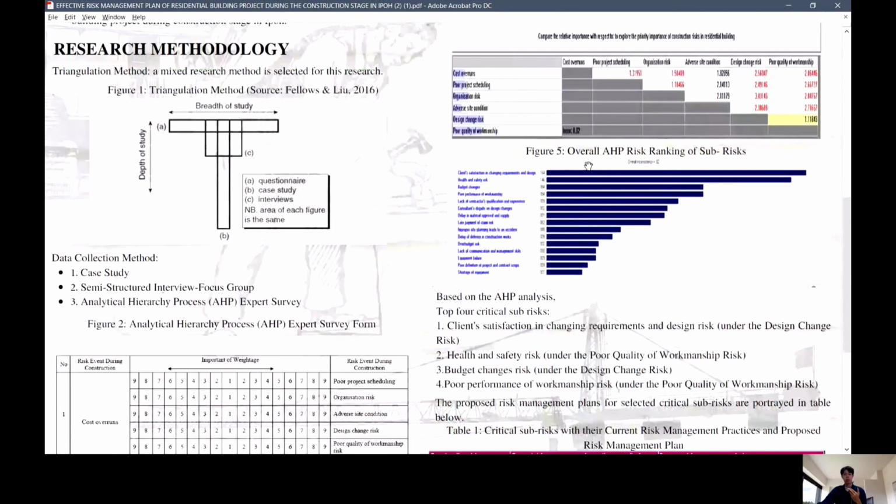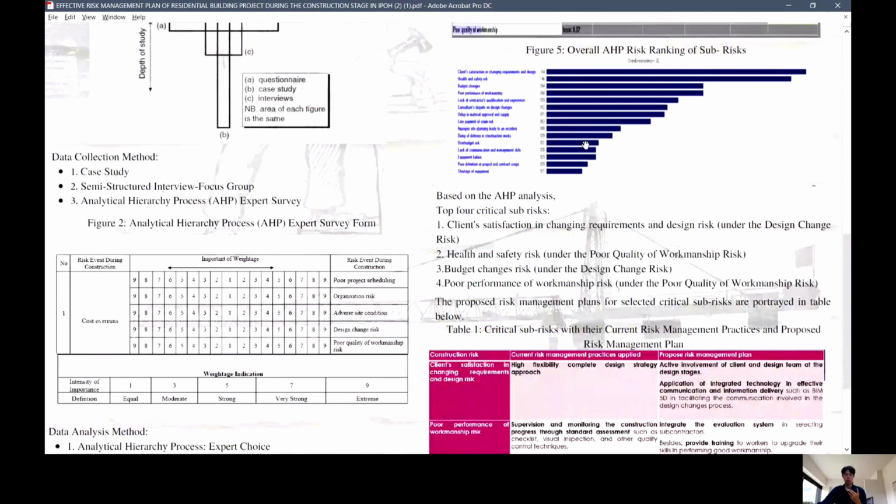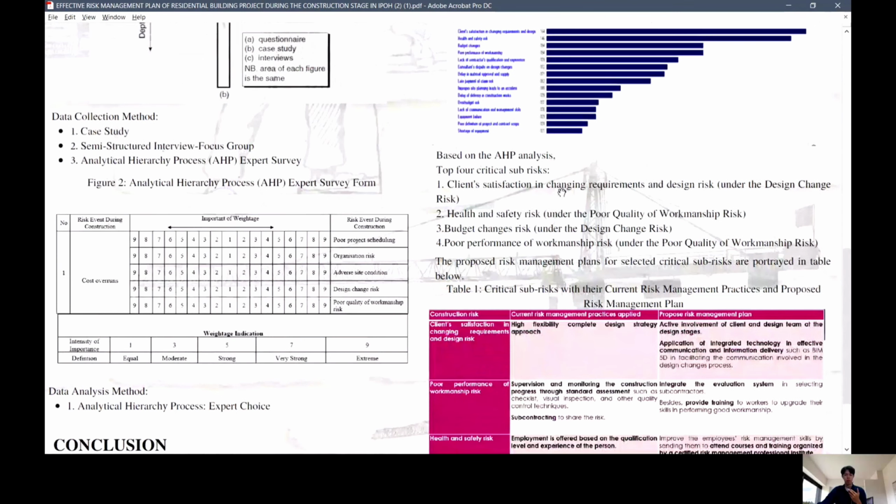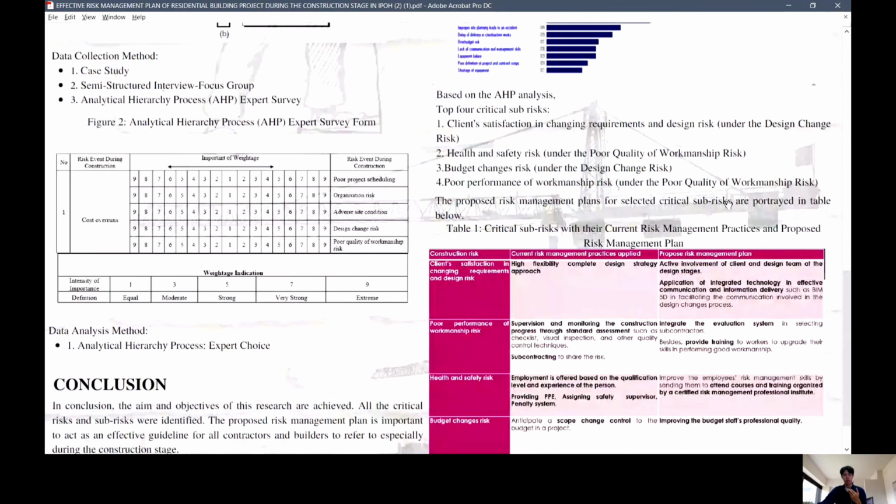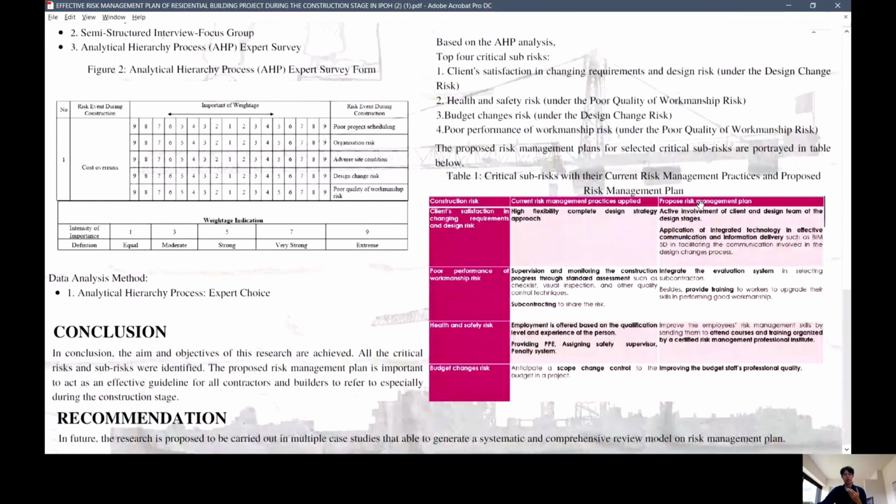Now, Figure 5 shows the overall AHP risk ranking of sub-risks, and based on the overall AHP analysis, the top 4 critical sub-risks are the client's satisfaction in changing requirements and design risk, which is under the design change risk. And the second risk is the health and safety risk, which is under the poor quality of workmanship risk. And the third risk is the budget changes risk, which is under the design change risk. And the last one, poor performance of workmanship risk, which is under the poor quality of workmanship risk.